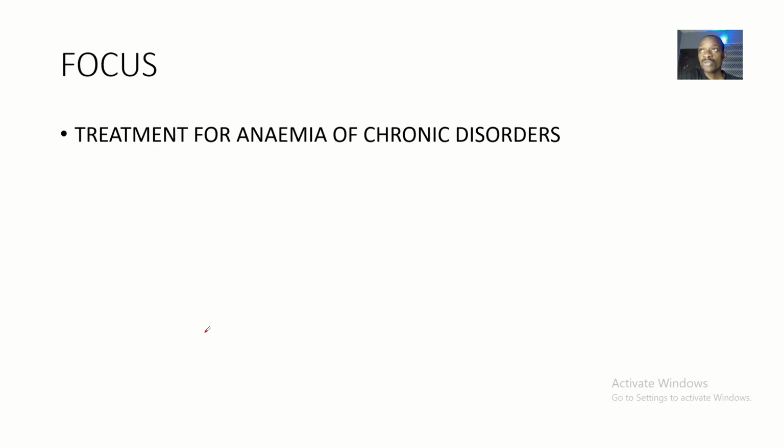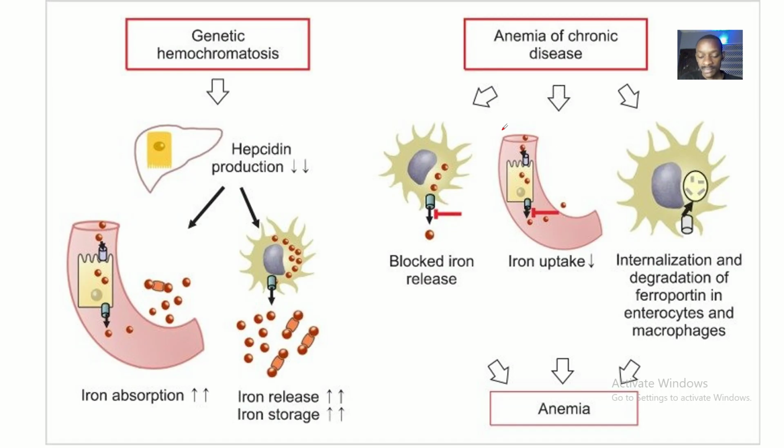So if you want to treat anemia of chronic conditions as a medical student, what will you think about? For me, the first thing that will come to my mind is that this anemia is basically caused by other medical conditions. So you should try to tackle the underlying medical conditions, and since this anemia is caused by them, if you solve them, this anemia will be solved too. So what is our focus today? To discuss the treatment for anemia of chronic diseases, or chronic conditions or disorders.